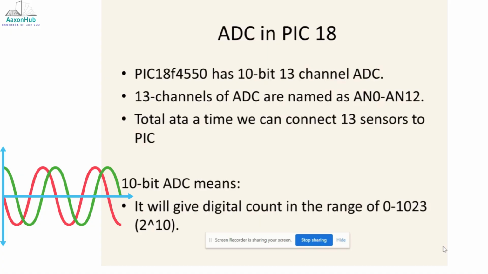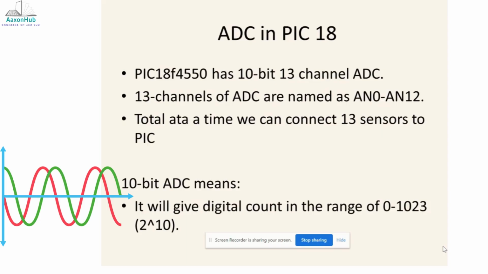Now in the PIC18 architecture, we have an individual ADC module within the architecture itself. This ADC is a 10-bit analog to digital converter module. This 10-bit ADC has 13 channels, named AN0 to AN12. With these 13 channels, you can connect 13 different sensors at a time to the PIC architecture and control them through the microcontroller.